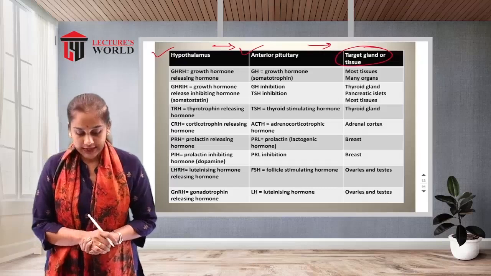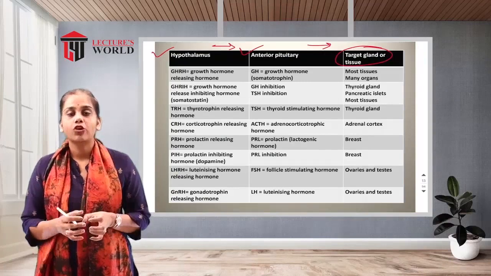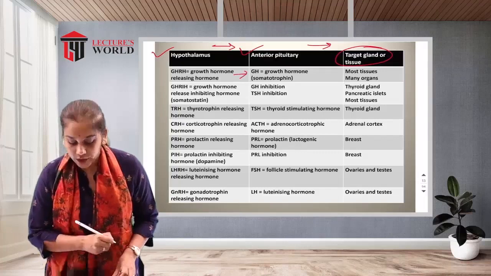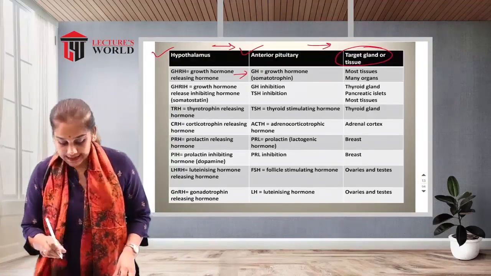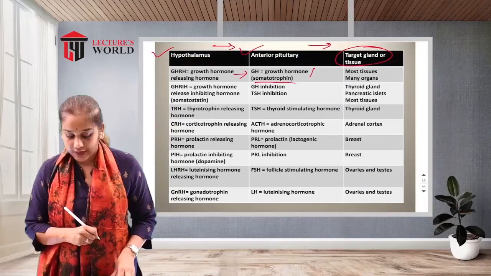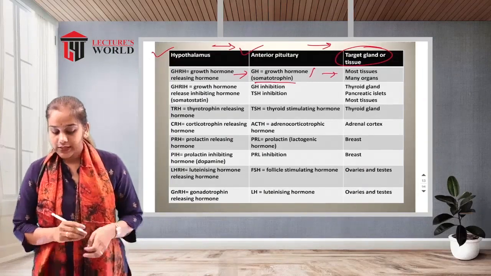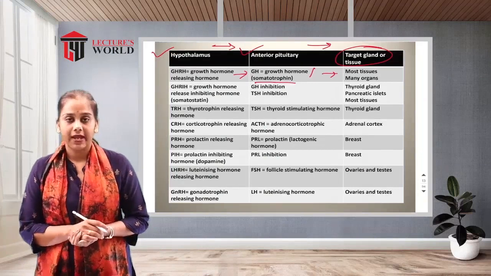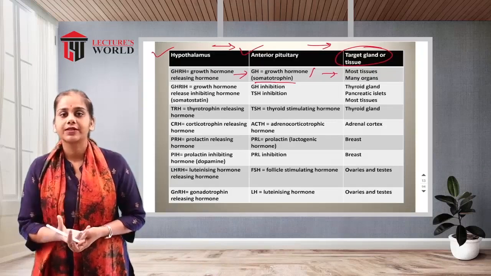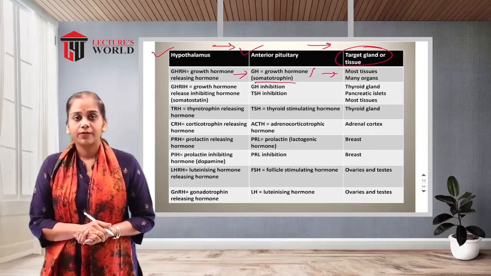For example, the first one is growth hormone releasing hormone. Okay, growth hormone releasing hormone is secreted by the hypothalamus. It triggers the secretion of growth hormone in the anterior pituitary gland, and the synonym of growth hormone is somatotropin. Okay, then this hormone goes directly to most of the tissues as well as many organs in our body, because it produces growth. Okay, it produces multiplication of the cells and tissues. So the growth is because of the growth hormone.